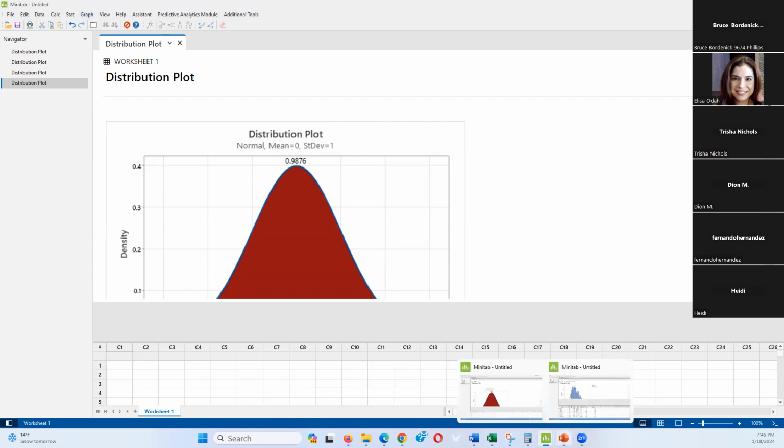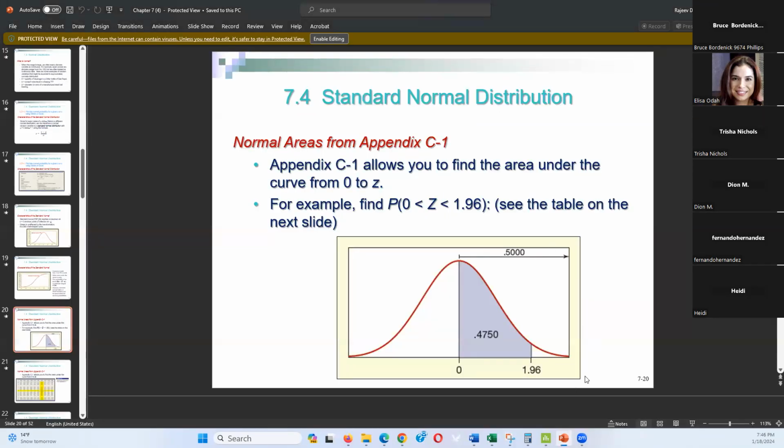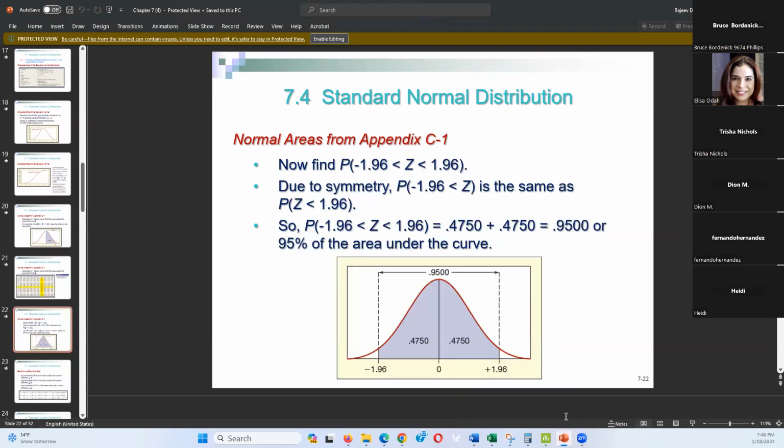Now I go further. Basically any area can be identified or found. So what is the probability between this and that? Any 2 points that you can choose. On the Z curve, what is the value between minus 1.96 and 1.96? This is based on the book and other things, but you can use it directly.